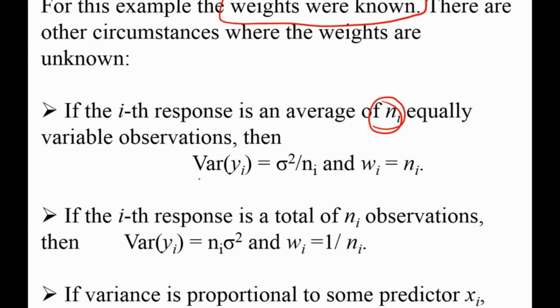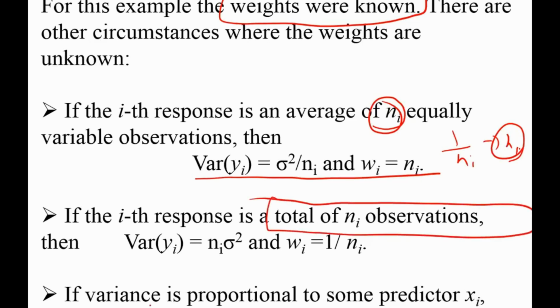So the variance will be calculated very simply, right? The variance will be nothing but sigma squared divided by ni, and the weight will be proportionate to the reciprocal of that, so the weight will be ni itself. If the ith response is a total, just a sum of ni observations, then its variance will simply be ni times the variance. Here it was an average, so we simply divided by ni. Here it is a sum, so we multiplied by ni.